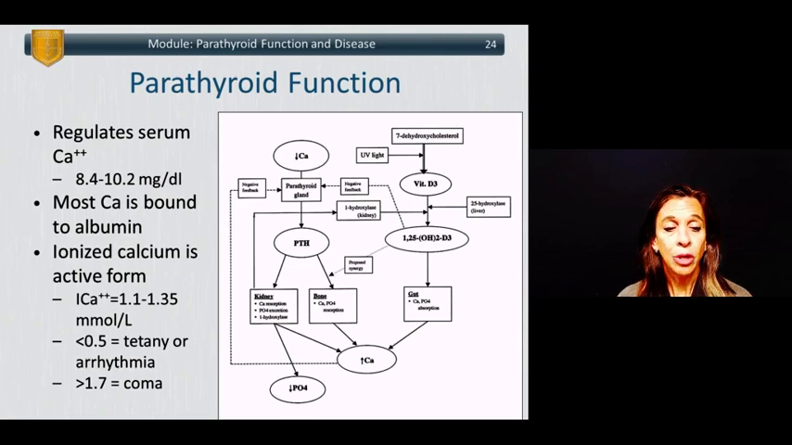When your ionized calcium is less than a half a millimole per liter, typically one will see tetany and/or arrhythmias. When your ionized calcium level is elevated, typically greater than 1.7, that typically results in altered mental status and comatose states. The pictogram just shows you the interaction between calcium, vitamin D, and parathyroid hormone.